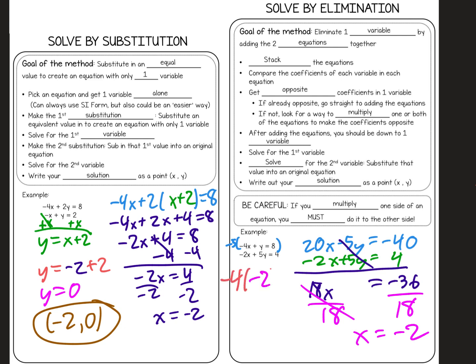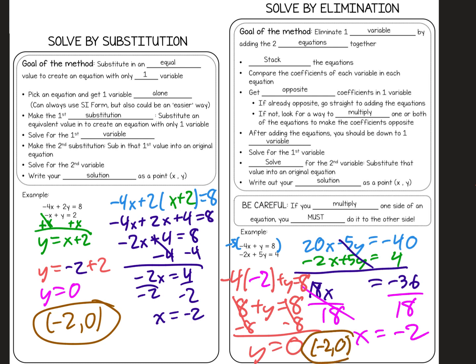We now have negative 4 times negative 2 plus y equals 8. Negative 4 times negative 2 is positive 8. We now have 8 plus y equals 8, and to get y by itself, we need to subtract 8 from both sides, and we are left with y equals 0. The final step is to write out your solution as a point x, y. Our solution is (negative 2, 0).